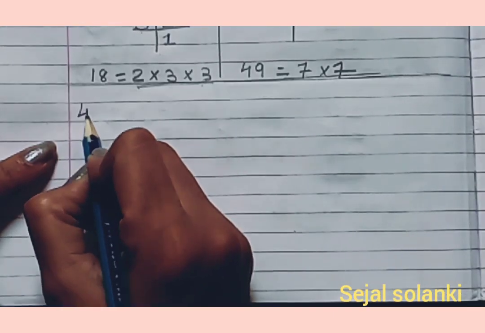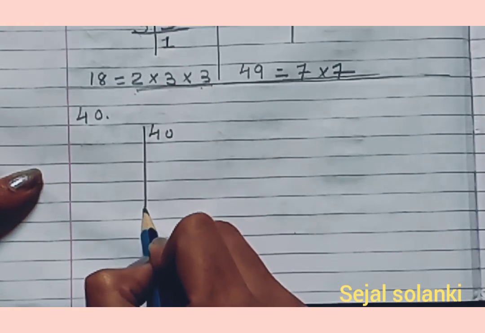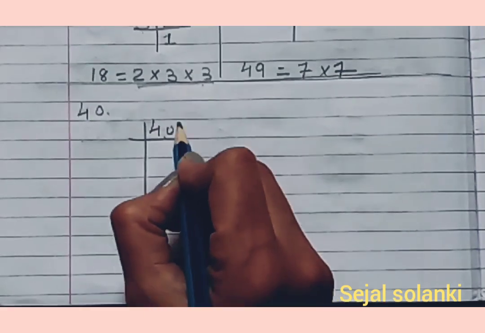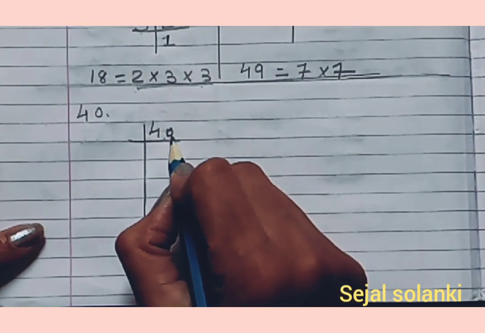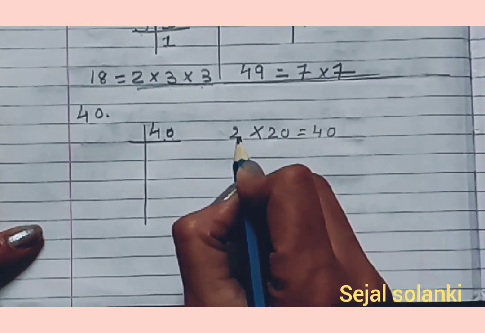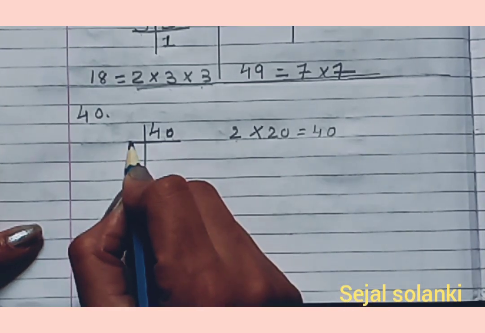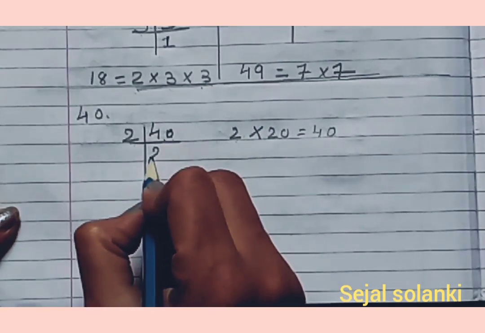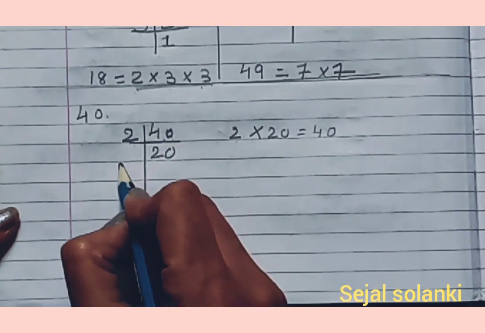Next number, 40. So we will write 40 first here and we will draw the line at the left side. Now we will check whether it is an even number or an odd number. It is an even number, so it can be divided by 2. Yes, we know 2 20s are 40. Left side only prime numbers. So 2 20s are 40. Then draw the line.